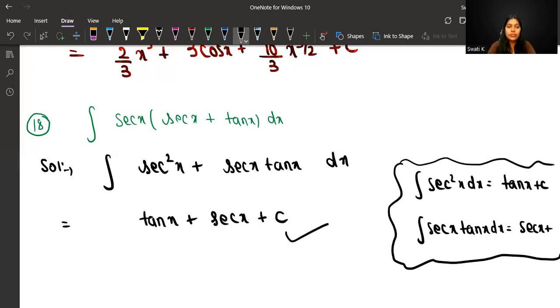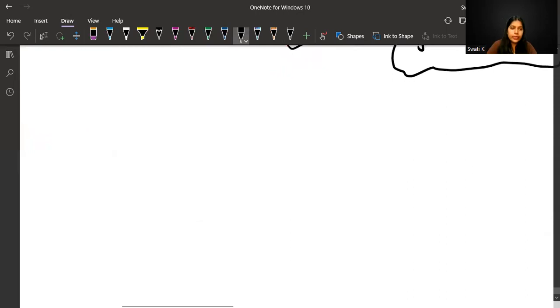Now we are moving to the second last question, which is the 19th question. There are questions after 20, but those are MCQs. I want you to solve the MCQs on your own. I'm just covering the questions till 20. So let's do the 19th question.